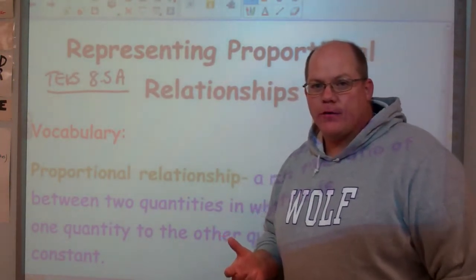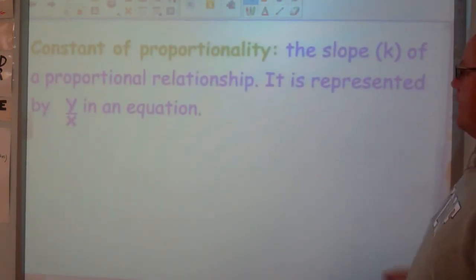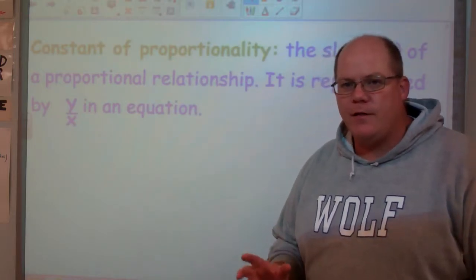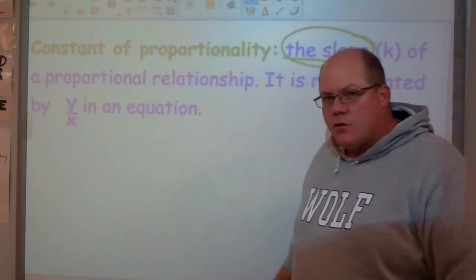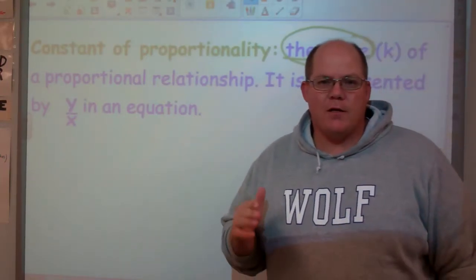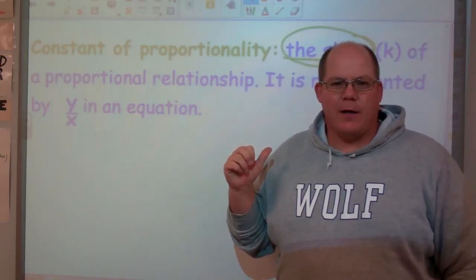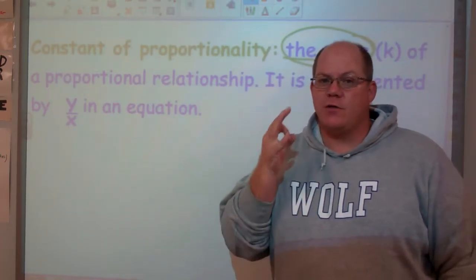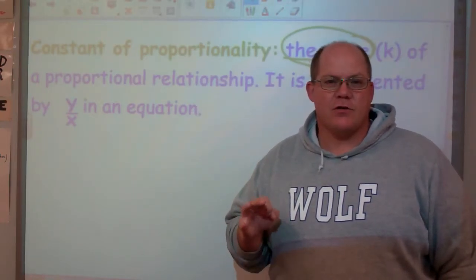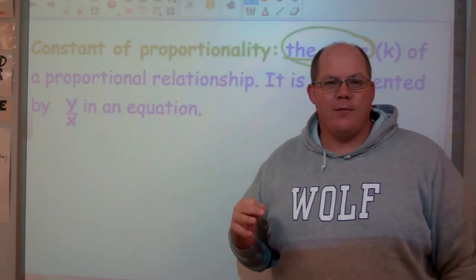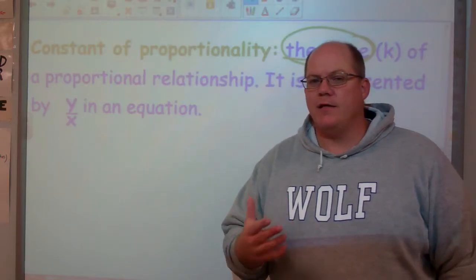The second thing we have to make sure we understand is what we call the constant of proportionality. The constant of proportionality, really simple, is the slope. When we see our rate of change, the slope is exactly that rate of change. In our last example, the monkeys and bananas, the rate of change was 3. Every time we added a monkey, we added 3 bananas. So the slope is the rate of change.